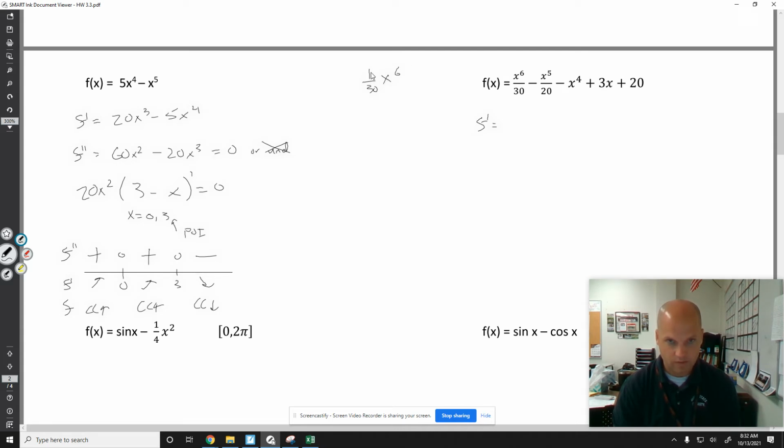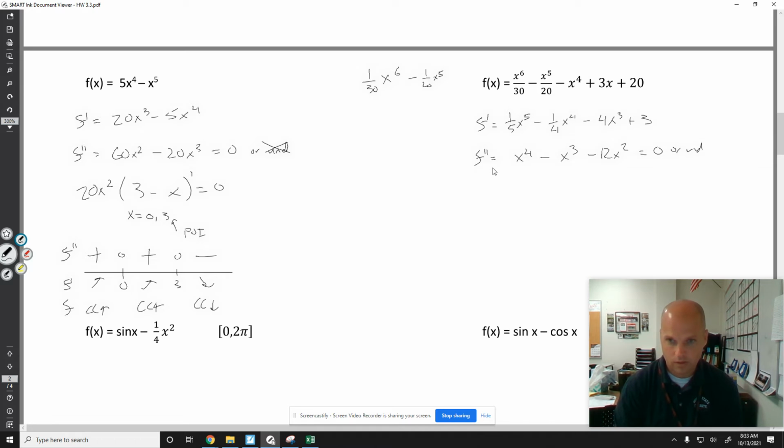So if I'm taking the derivative of 1/30th x to the 6th, it's the same as x to the 6 over 30, which will be 6 times 1/30th, which is 1/5 x to the 5th. It's the same thing with this. This is 1/20th x to the 5th, which will turn into 1/4 x to the 4th. This will be minus 4x cubed. This was plus 3. Let's go again. I get x to the 4th minus x cubed minus 12x squared.